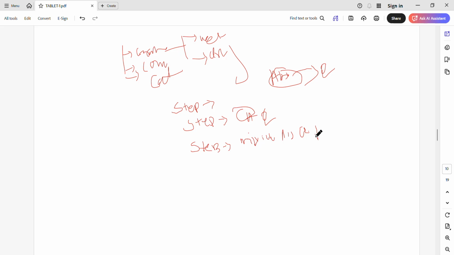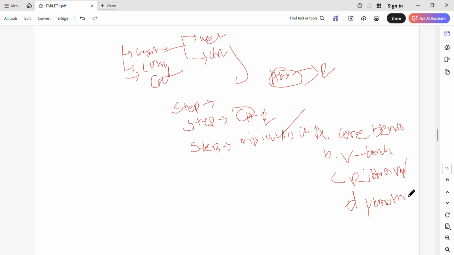For example, for mixing we use a double cone blender. The second one is the V blender. Another one we use is the ribbon blender. The next one used for mixing the tablet and API is the planetary mixer.